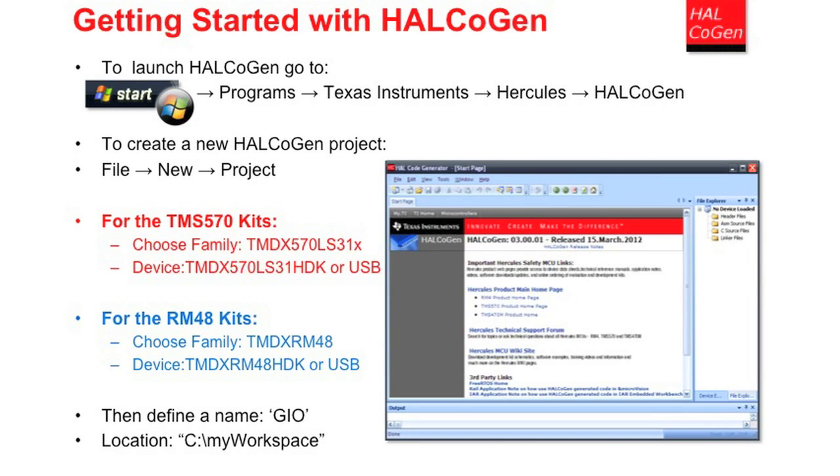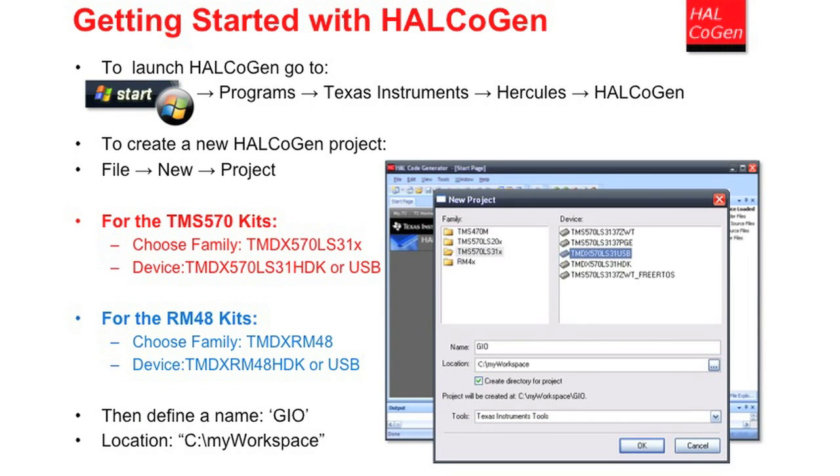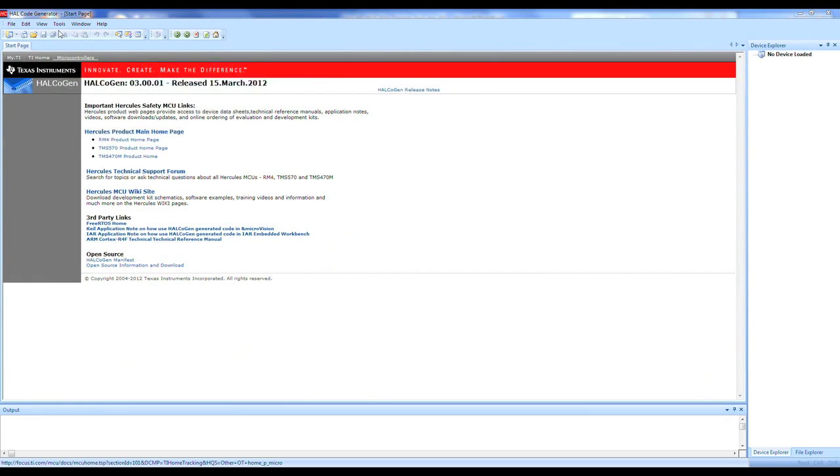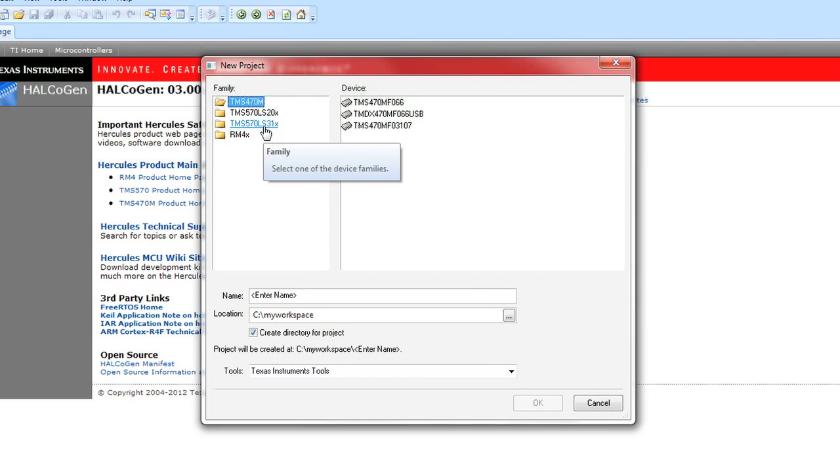To start the HALCoGen application, go to the Windows Start menu and select Programs, Texas Instruments, Hercules, HALCoGen. Then to start a new HALCoGen project, select File, New, Project. Once the new project window has opened, the device family and specific device must be selected. Then the name of the project can be entered along with the location for all the generated code to be stored. So to get started with HALCoGen, we choose File, New, Project, select our device.